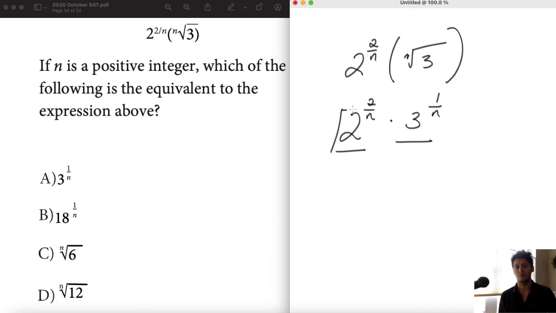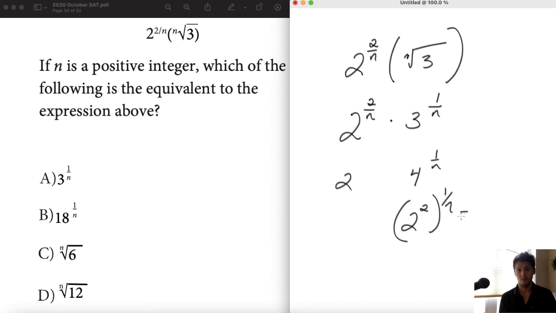I would have to change the bases of the 2 and the 3, and I don't really know what I could make them off the top of my head. 2 squared is 4, 8 is 2 cubed, then 16, 32, none of these are powers of 3, so it may be really difficult to do that. To be clear, if I had a 2 and a 4, I could write 4 to the 1 over n as 2 squared to the power of 1 over n, which would then be 2 to the 2 over n, just multiplying 1 over n times 2 into the exponent. Then, if they have the same bases, I can just add these two fractions together.